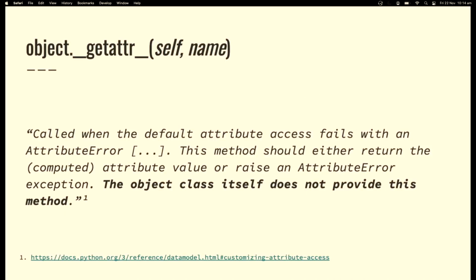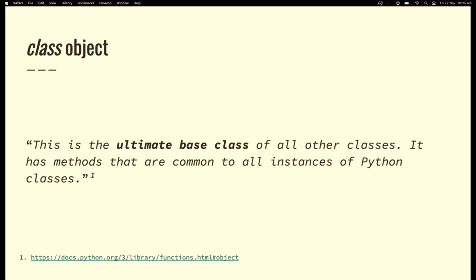Again, documentation. It's beautiful. You should read more of it. You should write a lot of it. Called when the default attribute access fails with an attribute error. The object class itself does not provide this method. Cool. What's an object class? Again, this is something that I learned when I was writing the talk. Object class is the ultimate base class of all other classes. It has methods that are common to all instances of Python.